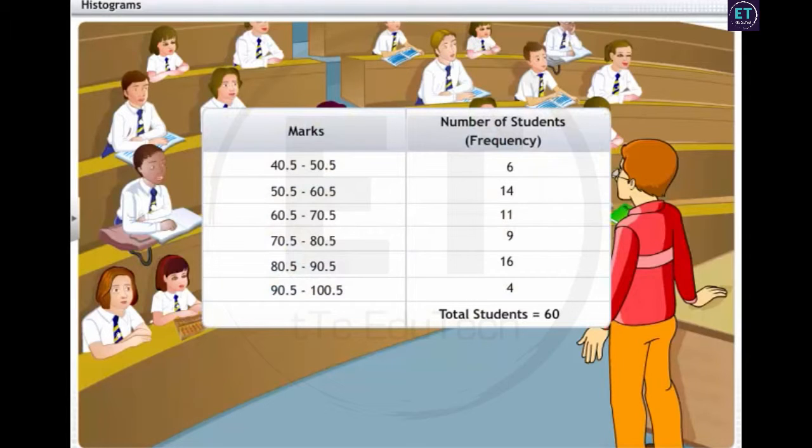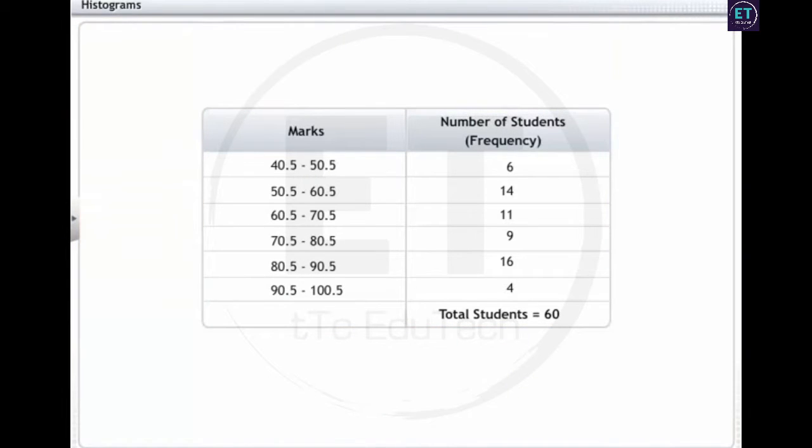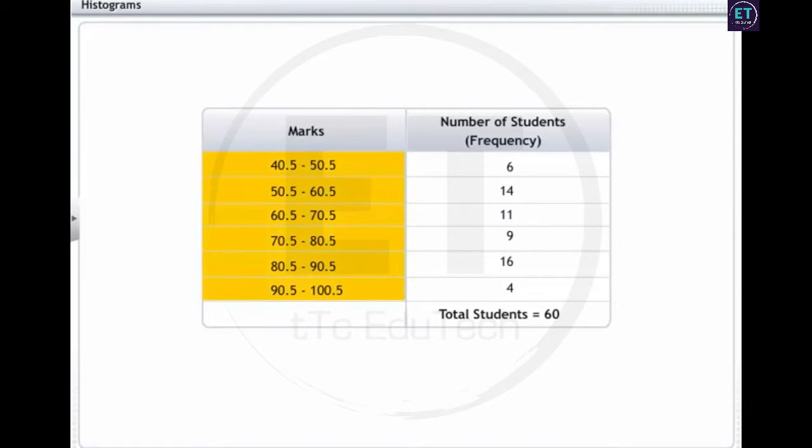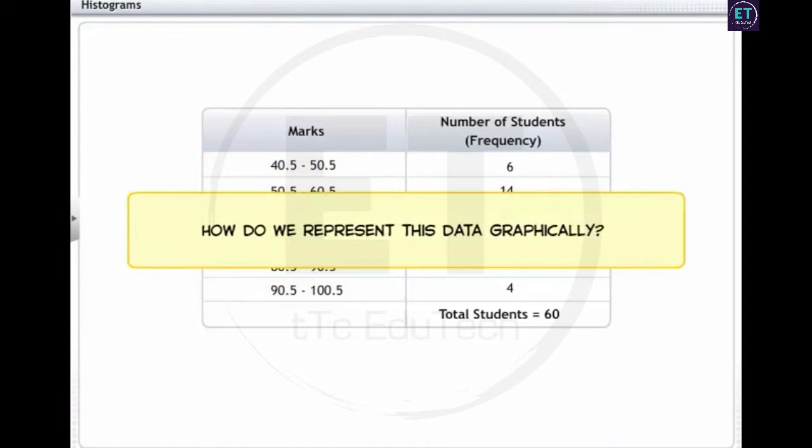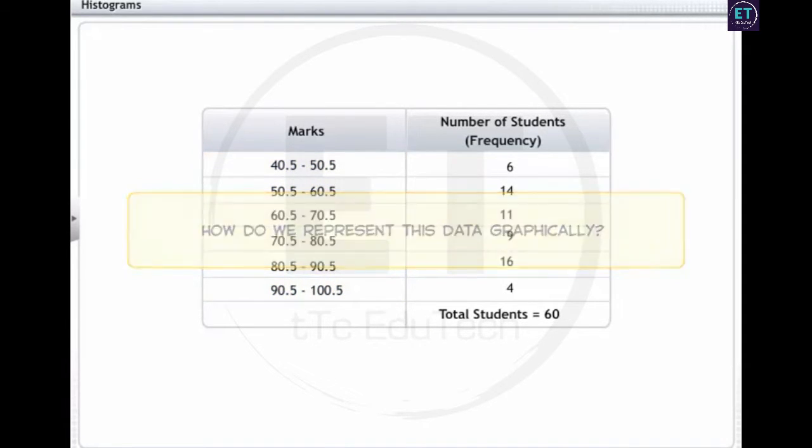Now, here's another collection of data. In this table, the marks obtained by 60 students in the Maths Olympiad are given. Can you recognize what kind of a table this is? This is a grouped frequency distribution table that has data grouped in continuous class intervals. How do we represent this data graphically?